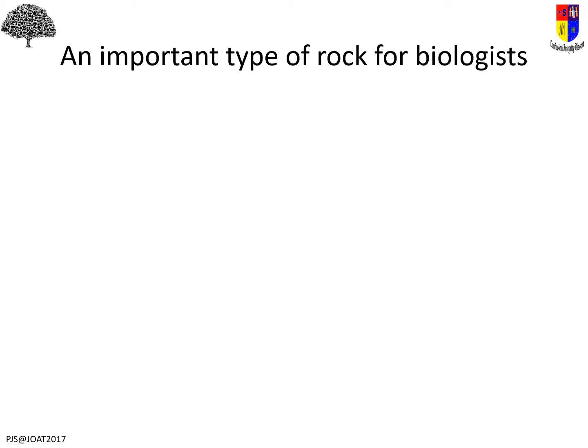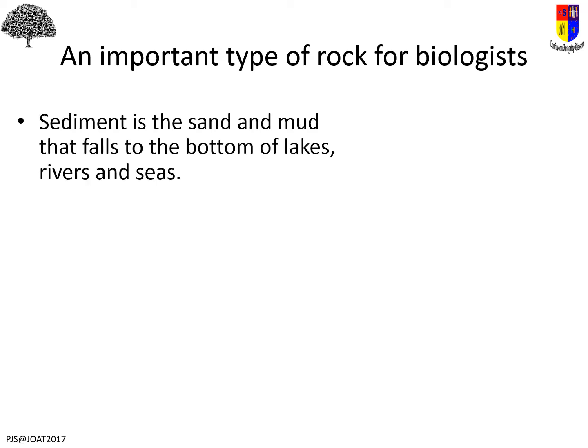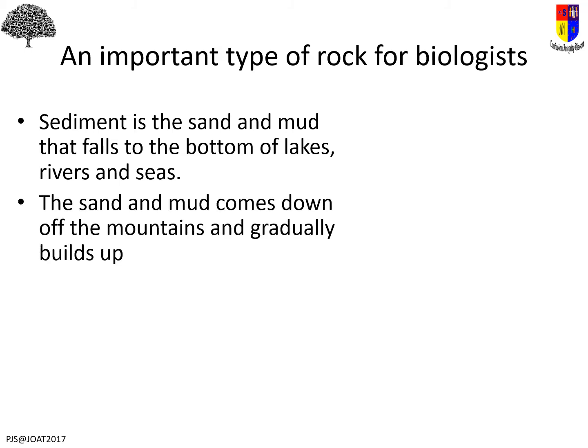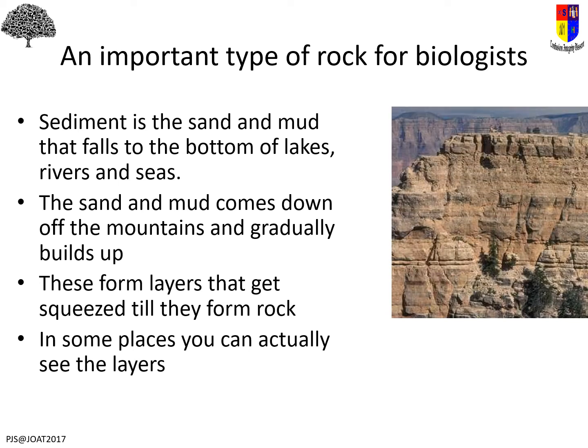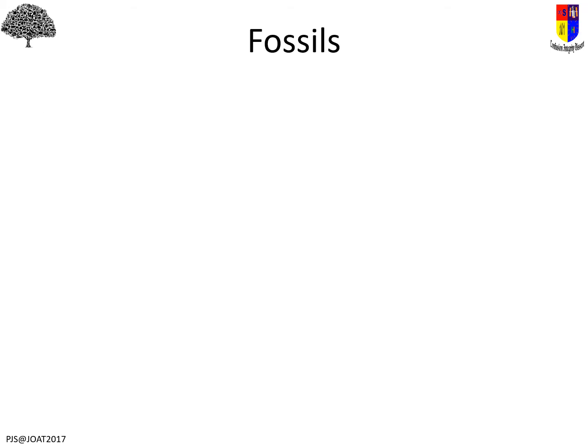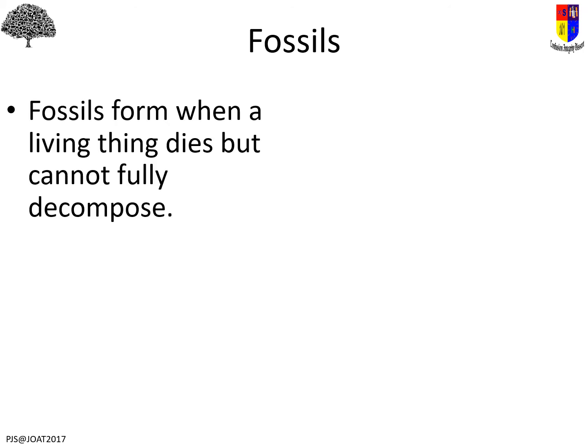Okay, just to remind you of something that you may remember from way back, second year or something like that, you get different types of rock, and one particular type of rock is formed by sediments. So that's tiny bits of sand, mud, things like that falling to the bottom of any river, water of any form, and then as more and more things come down off the land, it builds up, and then you get layers, and the layers get squeezed until they form rock. Okay, and you can see these layers in certain places, but what's really, really useful about these layers is that they can trap things inside them.